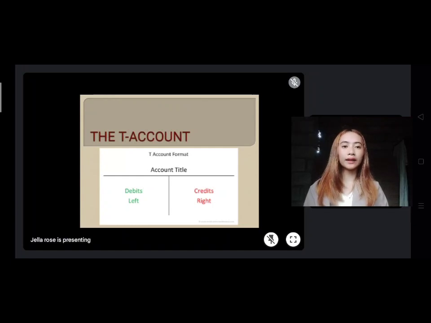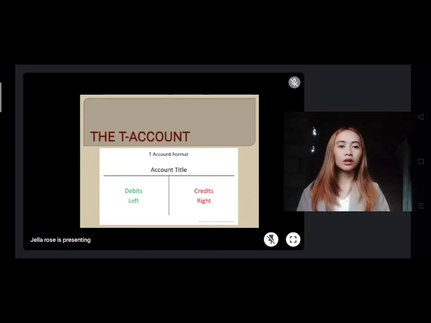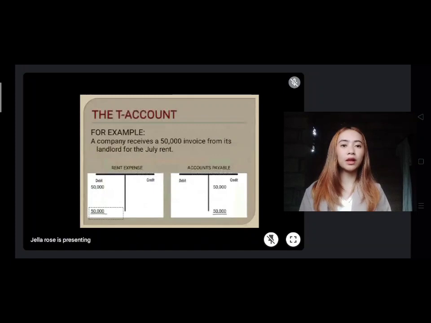How do you do a T account in accounting? First, a large letter T is drawn on a page. The title of the account is then entered just above the horizontal line, while underneath debits are listed on the left and credits are recorded on the right, separated by the vertical line of the letter T. So here we have an example of how T accounts are used.